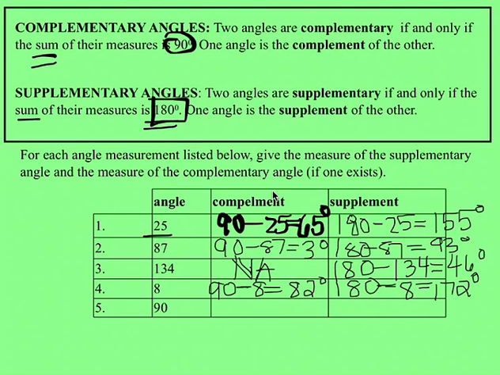Last but not least, the complement or supplement of 90. Well, we can't have something that's 90 degrees have a complement because it would just be one angle. There's nothing to complement it. So there is no complement angle. So the supplement is going to be 180 minus 90, which is going to give us 90 degrees. Okay? So that's that chart for you.